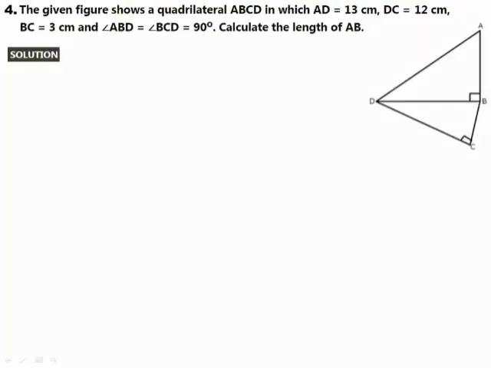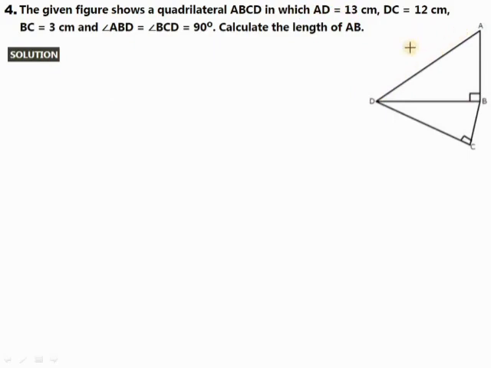Let's observe this question now. The question says the given figure shows a quadrilateral ABCD. Forget about this line. If there is no line like this, then ABCD becomes a quadrilateral, isn't it? So we have ABCD as a quadrilateral in which AD is 13 centimeter.